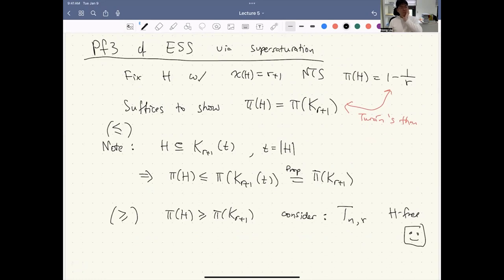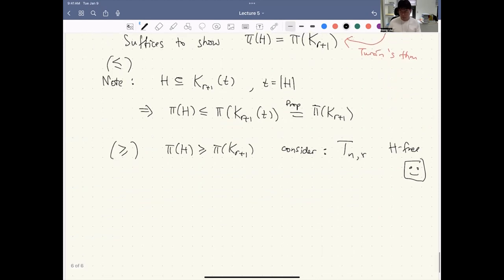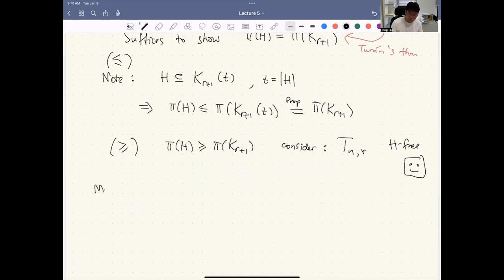Let me leave some quick exercises for you to get familiar with this Turán type problem. We are talking about forbidding a single graph here. We can have a multicolor version of this problem. What does the multicolor version mean?